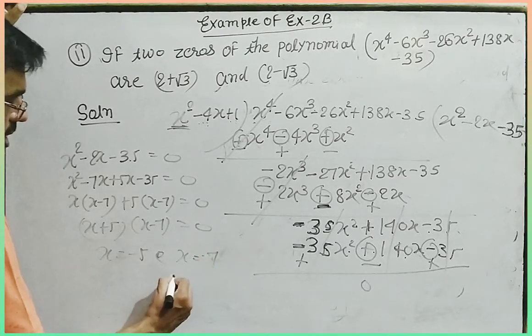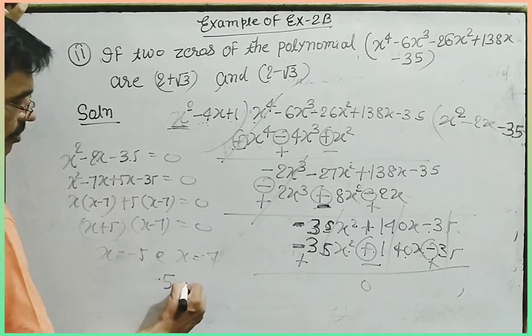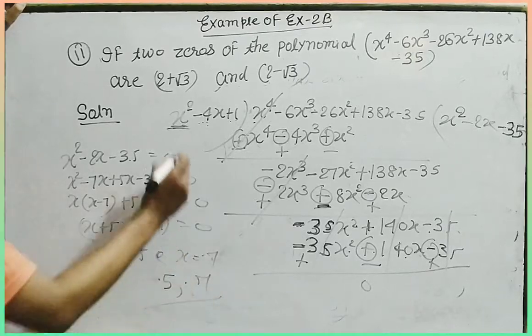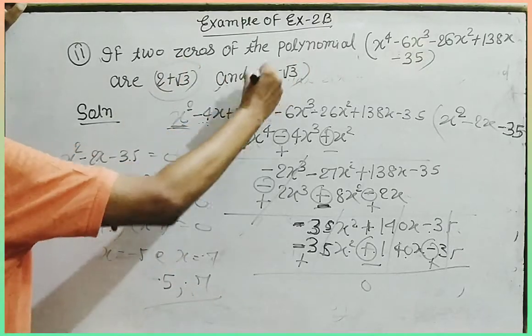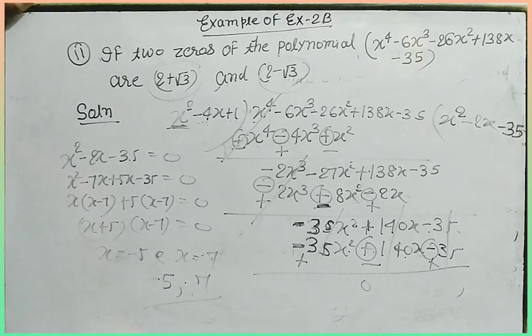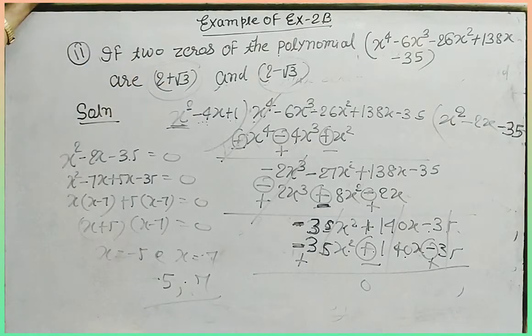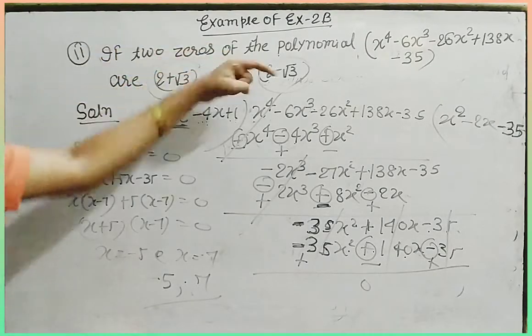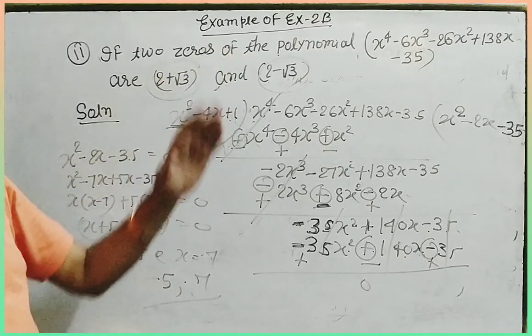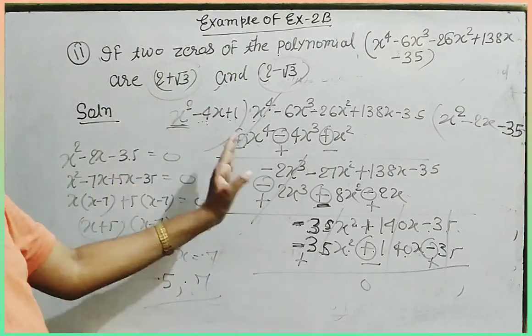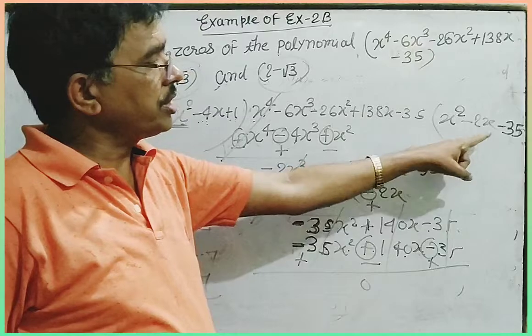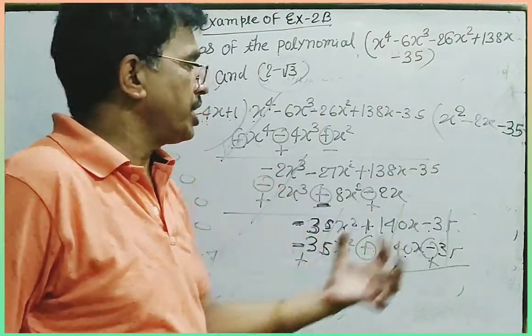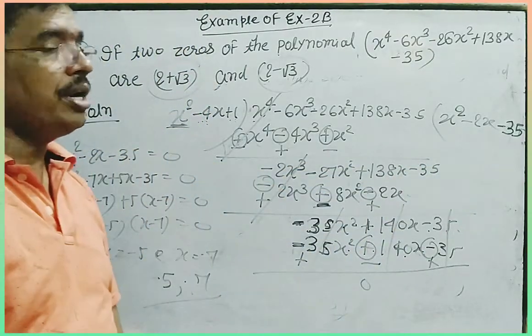So the remaining zeros are minus 5 and plus 7, and the 2 zeros are 2 plus 2√3 and 2 minus 2√3. So dear student, when your question is like a conjugate is given, 2 plus 2√3, 2 minus 2√3, then first you find the factor and then divide. After division you get your quotient, and this quotient when you factorize, then you get the other factors of the polynomial.